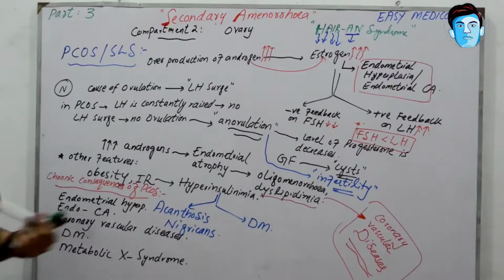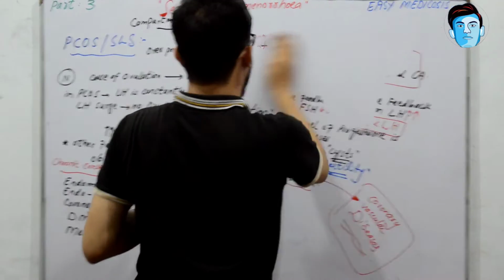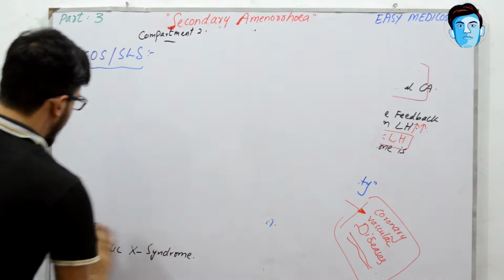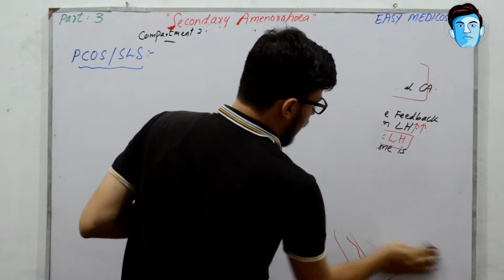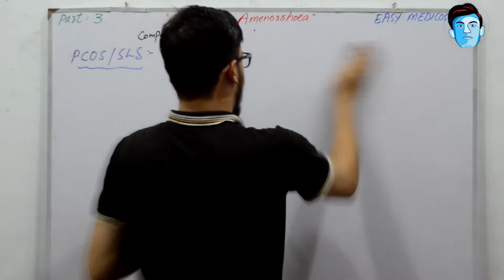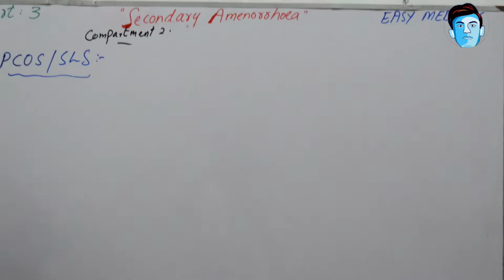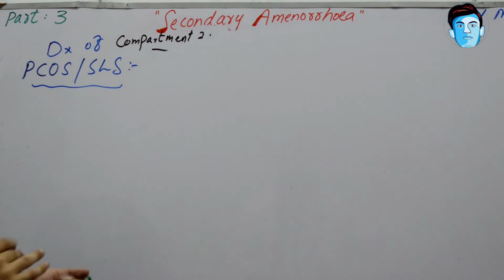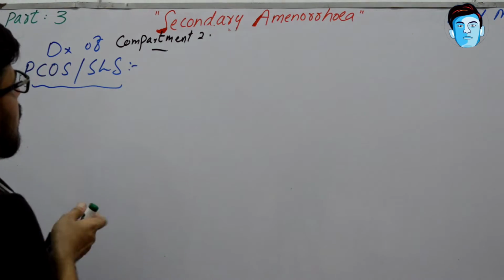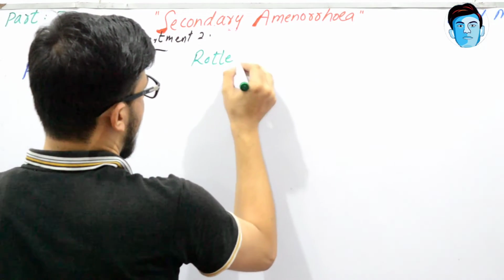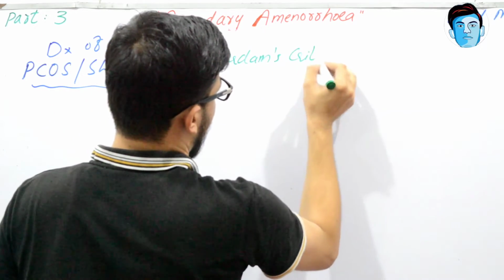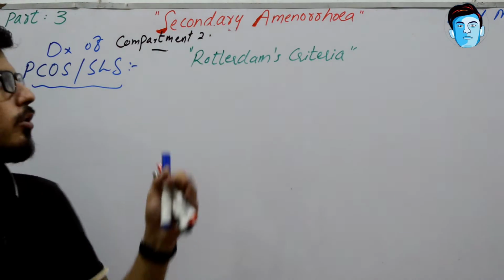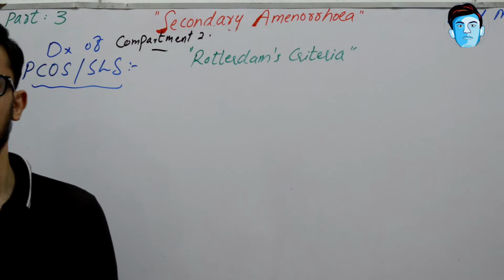Now let's talk about the diagnosis of PCOS, that is, how you will diagnose a patient with PCOS. For diagnosing PCOS, there is a specific criteria which we need to know, and that is called Rotterdam's criteria. So if you want to label the patient with PCOS, it is important that out of 3 criteria, 2 criteria must be fulfilled by a particular patient.